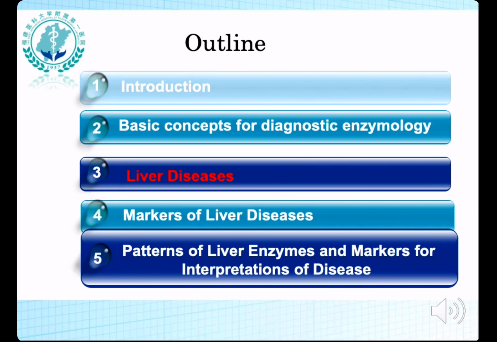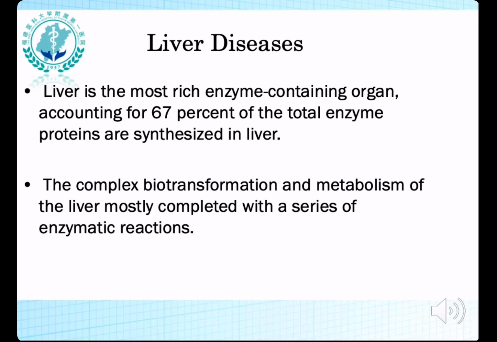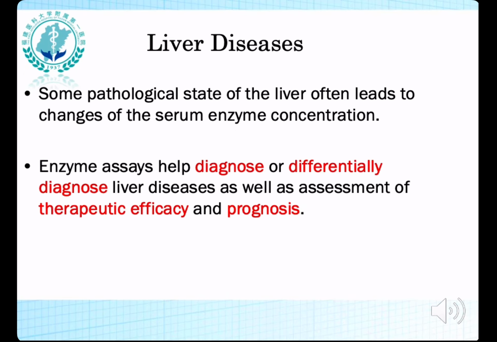Okay, the third part. Let's talk about the liver diseases. Liver is the most enzyme-rich organ, accounting for 67% of the total enzyme proteins synthesized in the liver. The complex biotransformation and metabolism of the liver are mostly completed with a series of enzymatic reactions. Some pathological states of the liver often lead to changes of the serum enzyme concentration. And enzyme assays help diagnose or differentially diagnose liver diseases as well as assess therapeutic efficacy and prognosis.